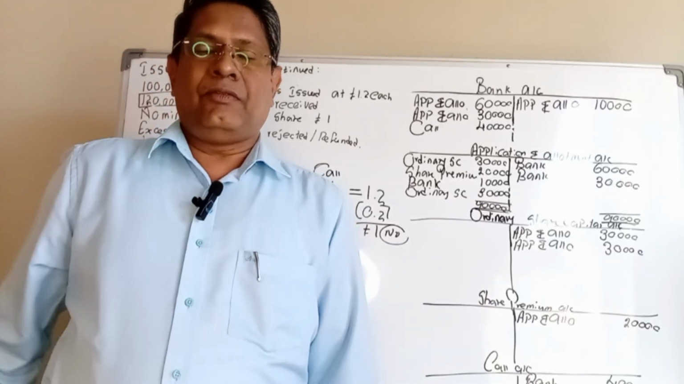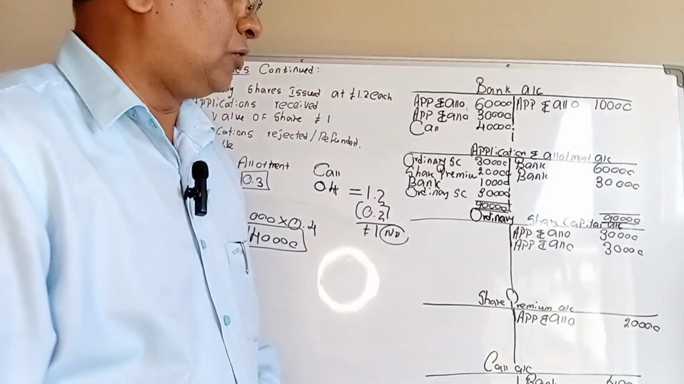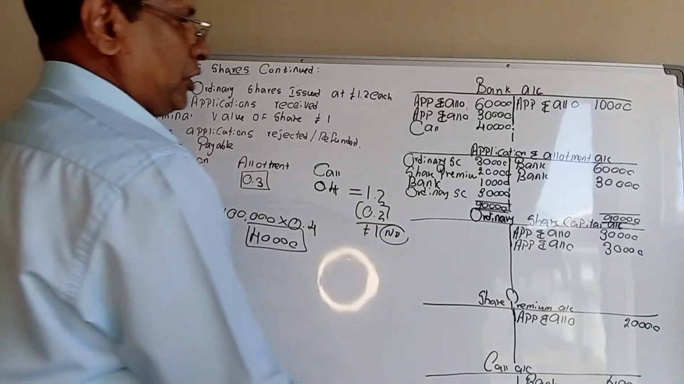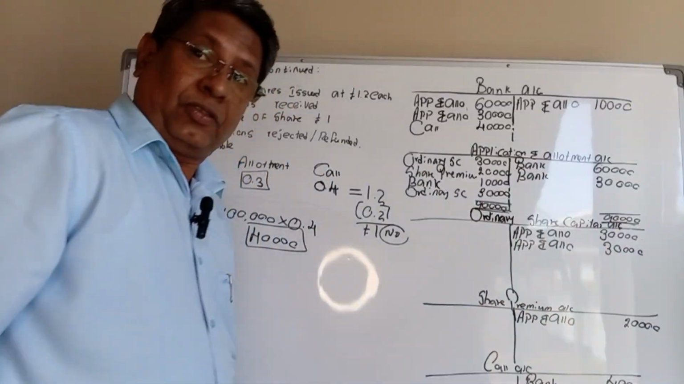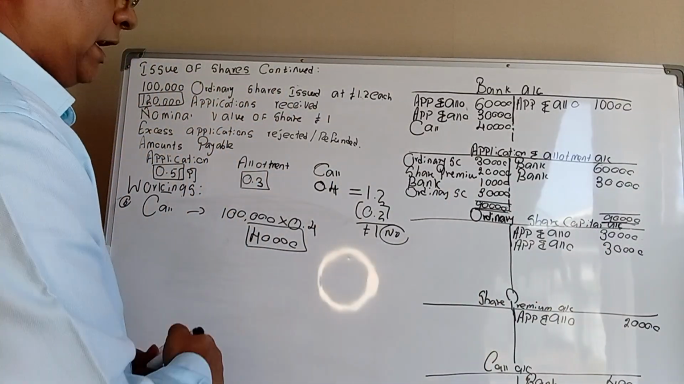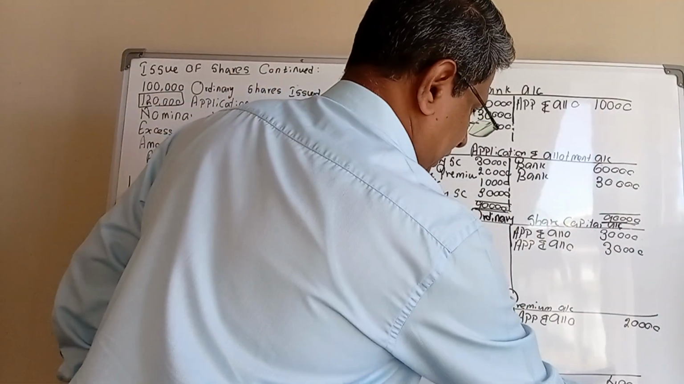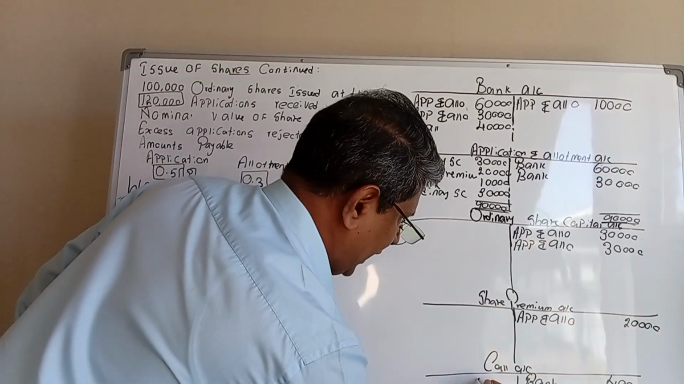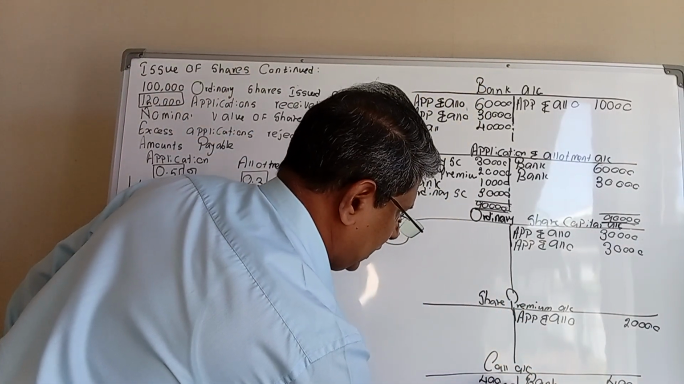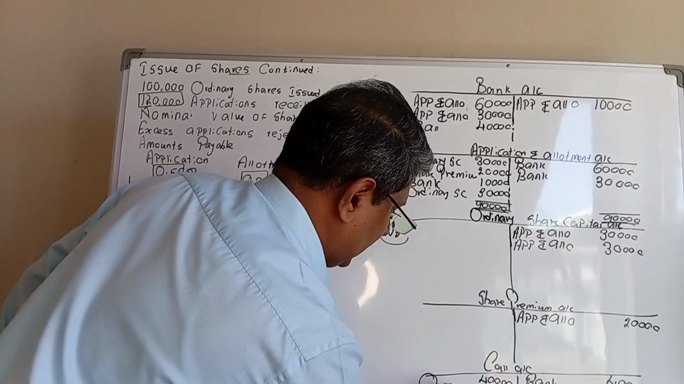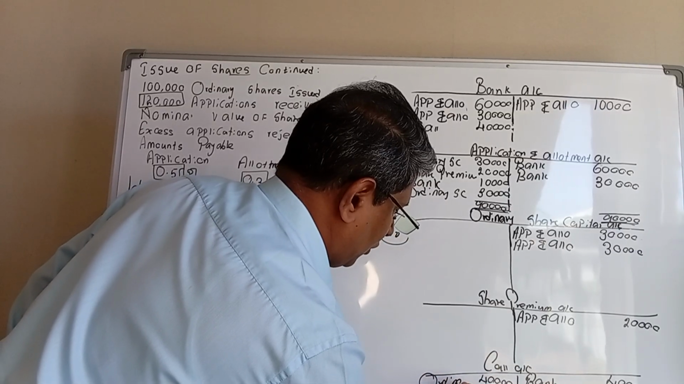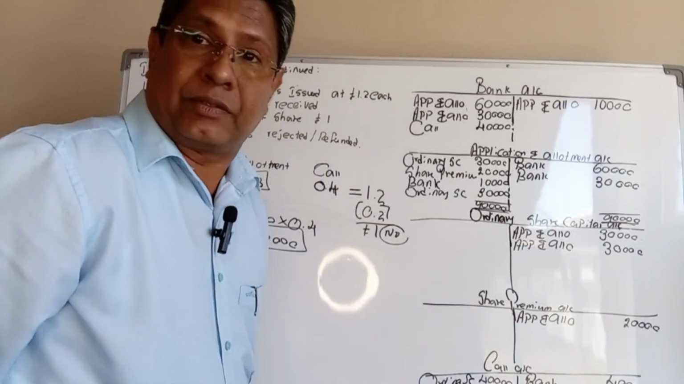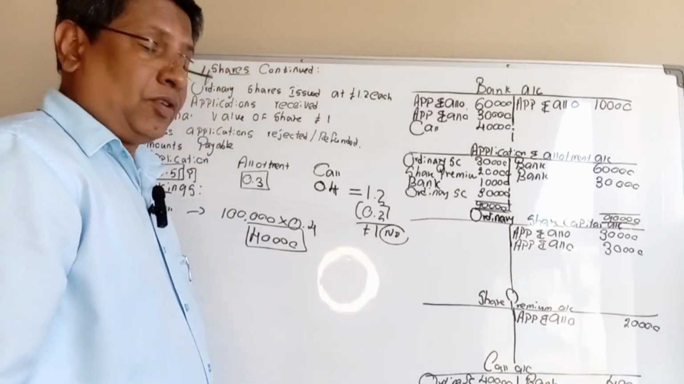Where does the nominal value go to? The nominal value has to go to an account called the ordinary share capital, isn't it? So the nominal value has to go to the ordinary share capital. So this 40,000 that we show here now in the call has to be transferred to the ordinary share capital account. Okay, it has been transferred to the ordinary share capital account.